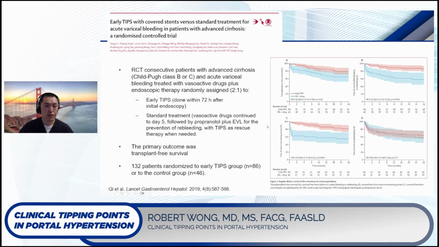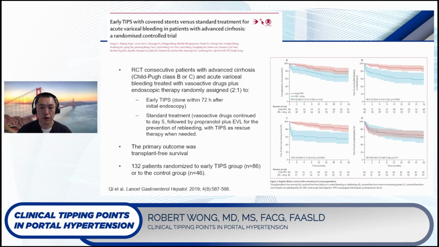This is the first study I wanted to review. This is a recent study published in Lancet. It was a randomized controlled trial of patients with Child-Pugh B or C cirrhosis. These are individuals who presented with acute variceal bleeding and achieved hemostasis with treatment with vasoactive drug plus endoscopic therapy. Then they assigned 2 to 1 patients to undergo early or preemptive TIPS and then standard of care therapy. There are a total of 132 patients, 86 assigned to the early TIPS group and 46 assigned to the standard of care control group. The primary outcome was transplant-free survival.